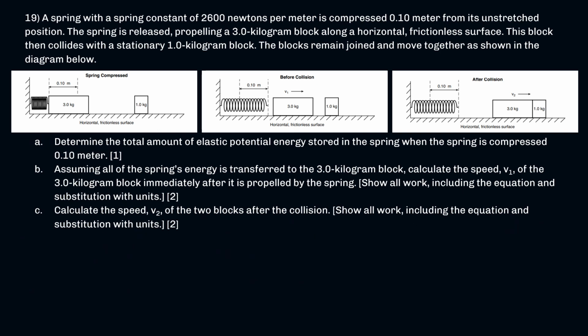All right, so part B says that assuming all the spring's energy is transferred to the 3 kilogram block, calculate the speed V1 of the 3 kilogram block immediately after it's repelled by the spring. This one says show all work, including the equation and the substitution with units. So part B. All right, so all this is saying, this is a conservation of energy situation. It's telling us that the spring's energy will turn into the kinetic energy. Just based on conservation of energy, real quick, the ME initial is going to equal the ME final.